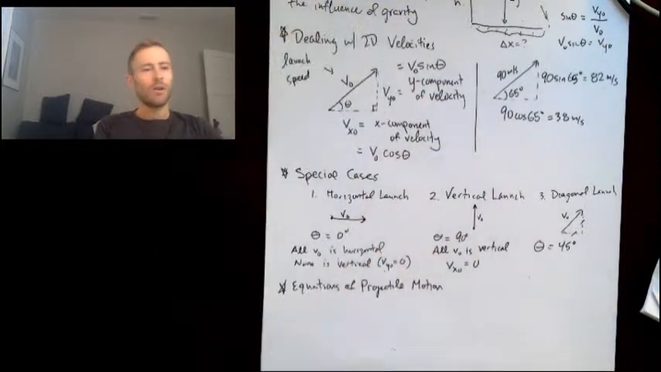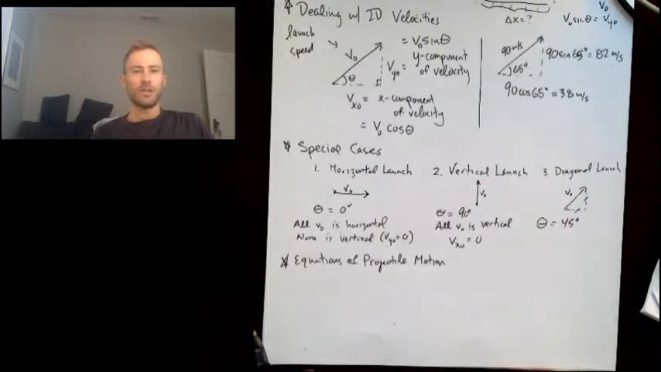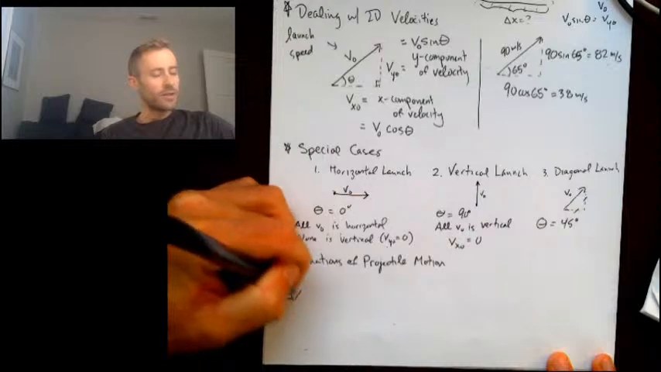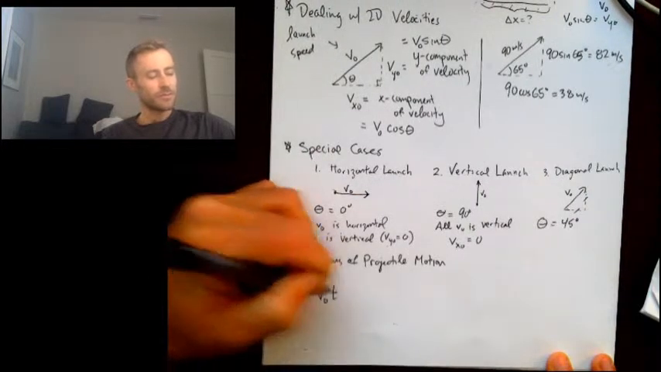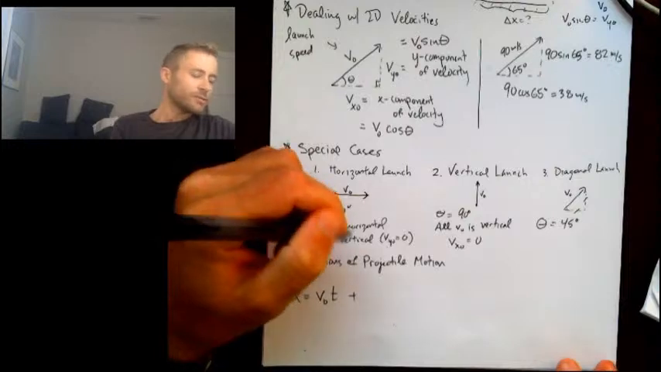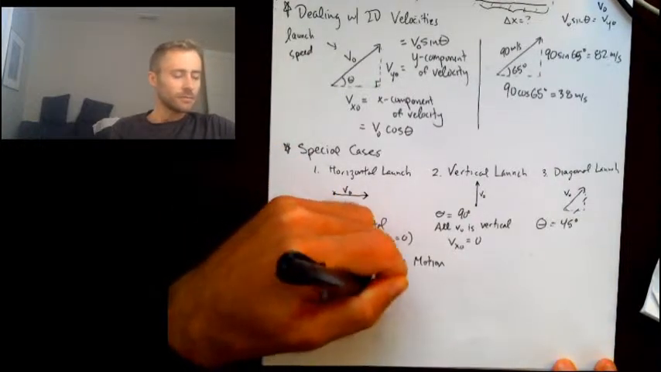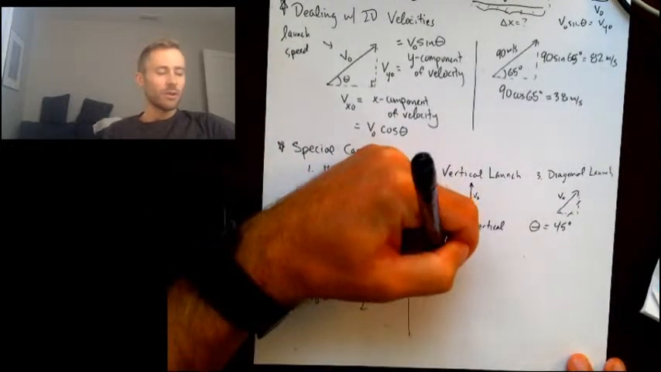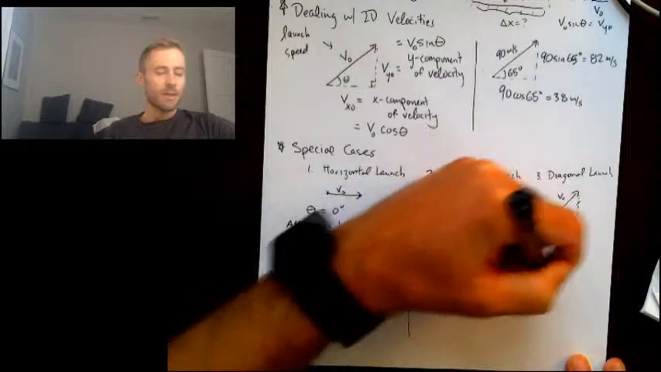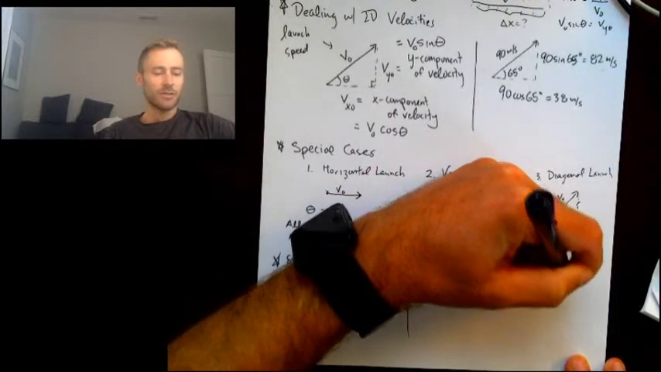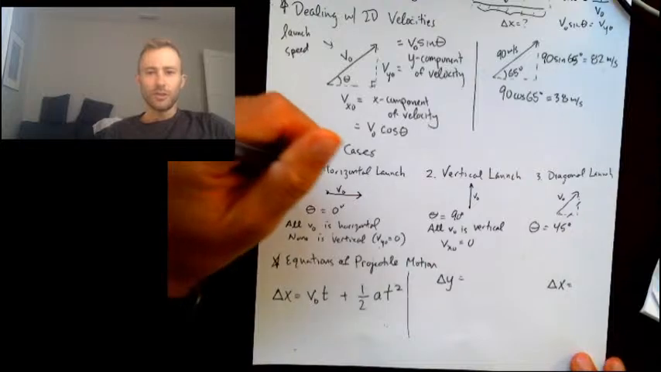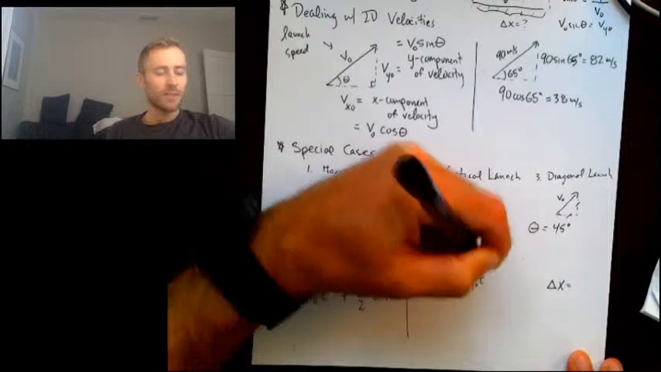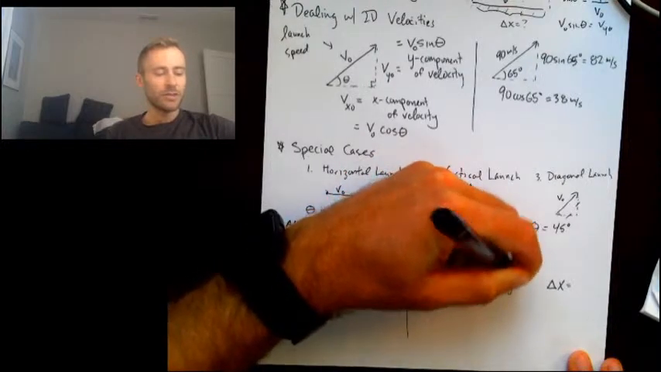Okay. All right, so we're going to learn the equations of projectile motion now. There's two of them, and they are both based on the first kinematics equation. This was the first kinematics equation. Okay, so we are going to have an equation for delta y, and we're going to have an equation for delta x. So the delta y equation is Vy naught times time minus 1/2 g t squared.